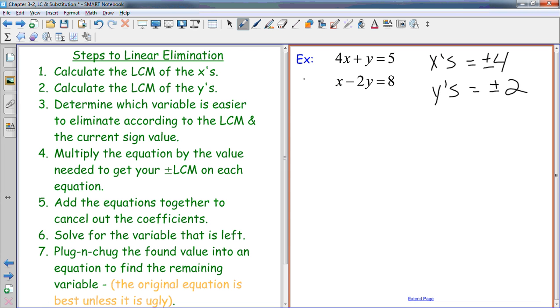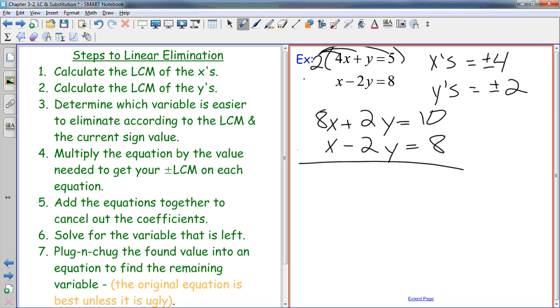So I'm just going to go ahead and do it, so that you can see. I am going to multiply the top equation by 2. Because when I distribute that 2, I'm going to get 8x plus 2y equals 10. And I'm going to leave my bottom equation alone, because I have x minus 2y equals 8. Now, when I add these together, what happens? How many x's do I have? 2. 8x plus 1x? When I add 2y minus 2y, they cancel out.